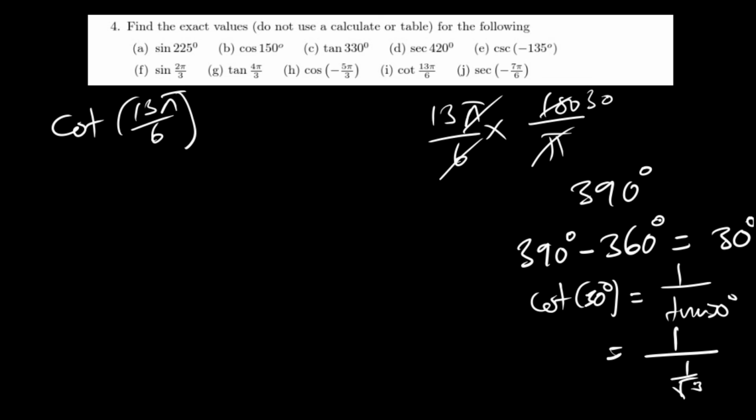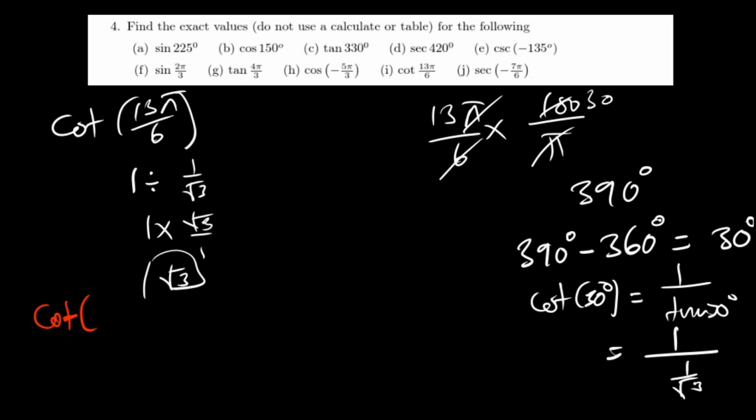But look at this. 30 is actually in the first quadrant. So the answer has to be positive. So it is 1 divided by 1 over root of 3, which is 1 times root of 3 divided by 1. So the answer becomes root of 3. But now I want to show you how you are going to present this answer. After doing everything, you say cot 13 pi over 6 is equal to root of 3. That's the answer.